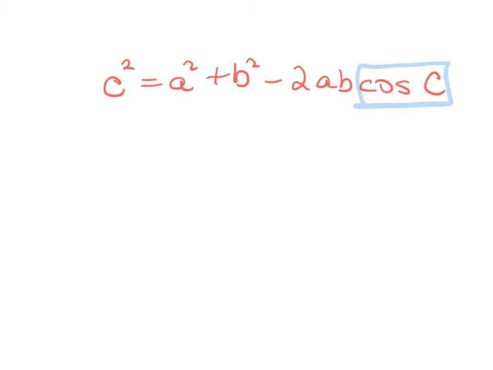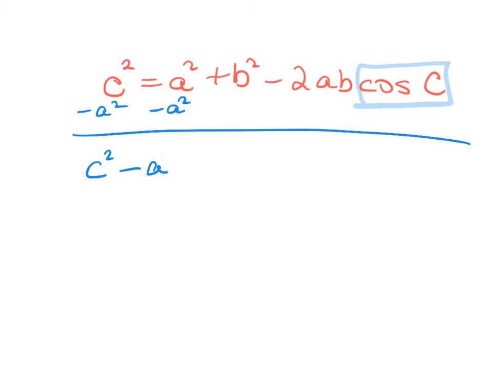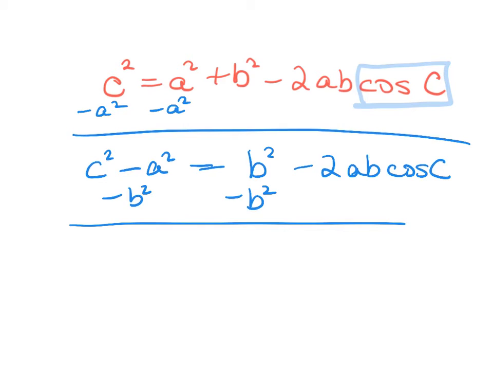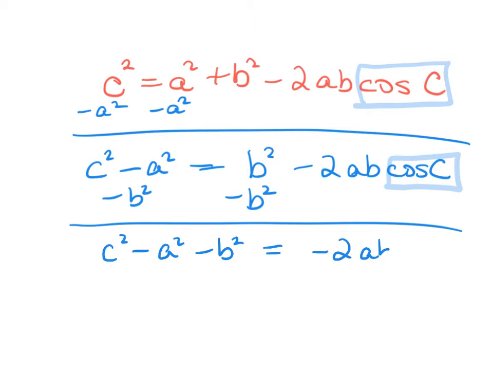You could say, okay, I'm going to subtract a squared, and I get c squared minus a squared equals b squared minus 2ab cosine c. Subtract b squared. What I'm trying to do is work on getting this by itself, so I'm slowly moving everything away from it. So c squared minus a squared minus b squared equals negative 2ab cosine c. Then divide by negative 2ab.